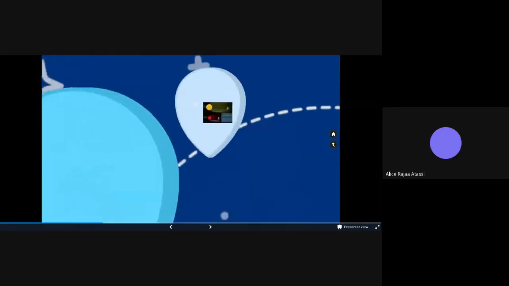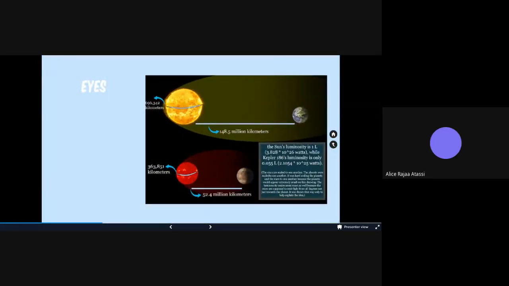So, we'll be starting with the eyes. The alien will have a single huge eye with a dilated pupil that covers most of the eye's area. This is because the alien's home planet is 52.4 million kilometers away from the star that it orbits, which is Kepler-186. Although the Earth is 148.5 million kilometers away from the Sun, the Earth is warmer than Kepler-186f because Kepler-186's radius is almost half the radius of the Sun. In addition, the Sun's luminosity is 1 solar luminosity, while Kepler-186's luminosity is only 0.055 solar luminosity. So these factors cause Kepler-186f to be darker and dimmer than Earth.